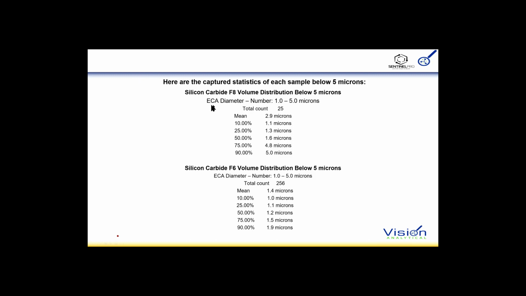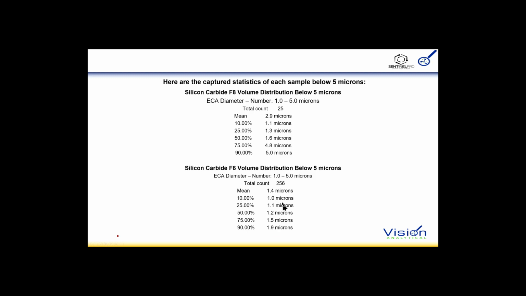This is a numbers distribution below 5 microns. Looking at 1 to 5 microns, this is sample F8. The mean is 2.9 microns. 10% of all particles are less than 1.1. 90% of the particles are less than 5. F6, 256 images. Mean is 1.4. 10% of the particles are less than 1 micron. 90% of the particles are less than 1.9.